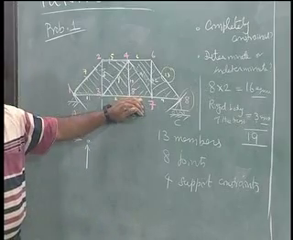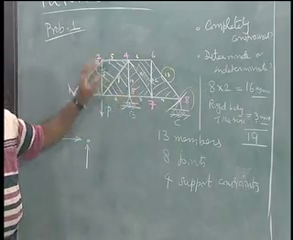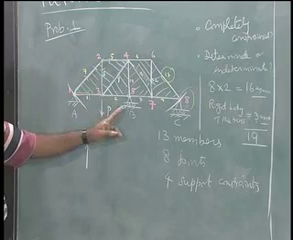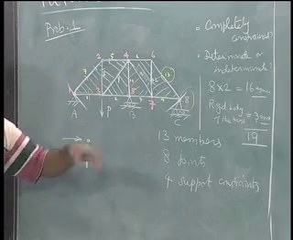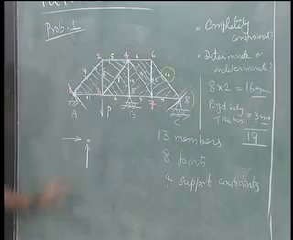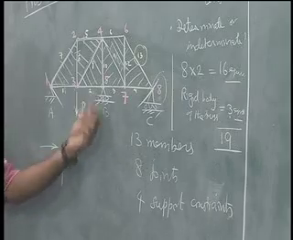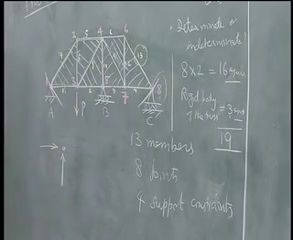Supposing this were not there, then it would have been completely constrained. If I introduce this, it is overly constrained. In addition to completely constraining it, I am also inserting one more constraint to it.